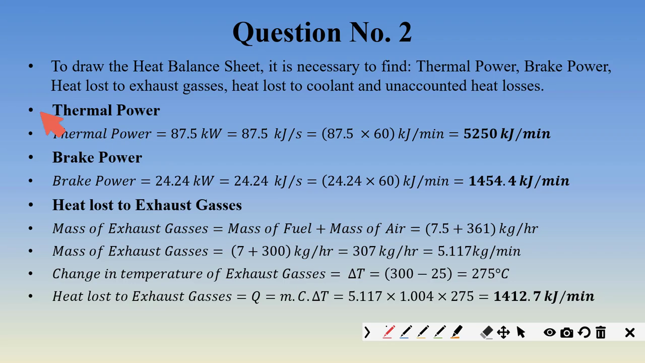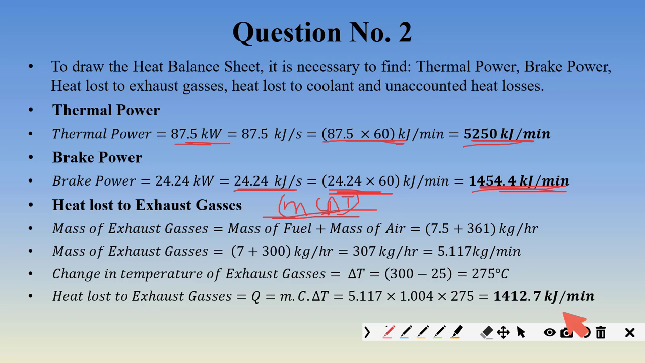So first of all, to find thermal power, this is per second. We multiplied it by 60 and converted it into per minute. Similarly, brake power, this is per second. We multiplied by 60 and converted it into per minute. What is the heat loss to exhaust gases? Heat loss to exhaust gases is m c delta T of exhaust gases.